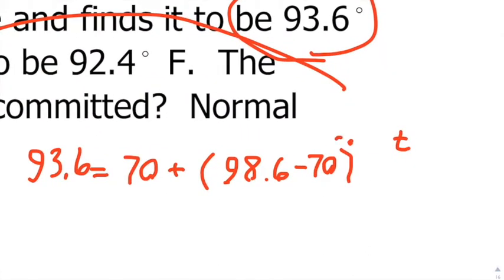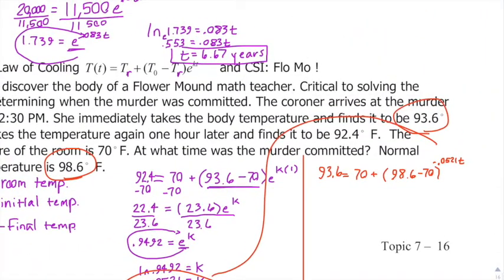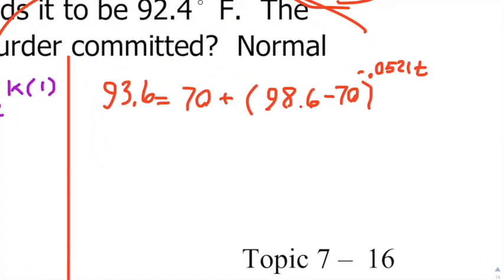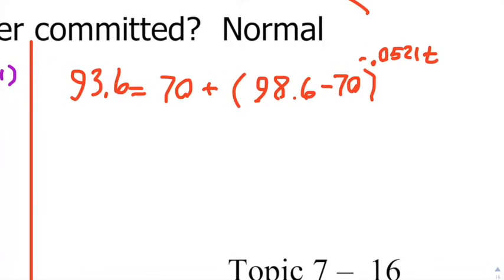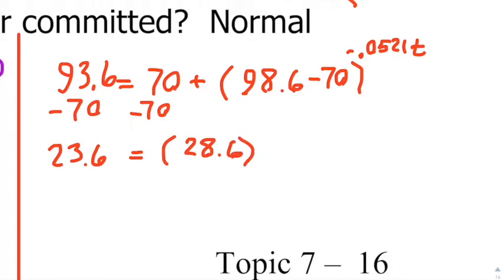That was negative 0.0521. So now you've got this log equation right here, and essentially we need to figure out t. By the way, since I think we said it was 1 hour, our t will be in hours as well. We'll subtract 70 to start out with, so that'll get us 23.6 again. Inside of the parentheses, we'll get 28.6.